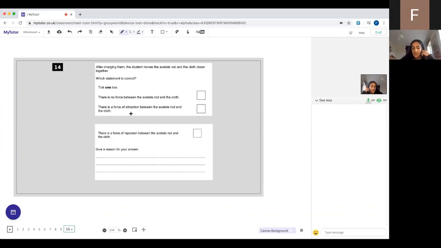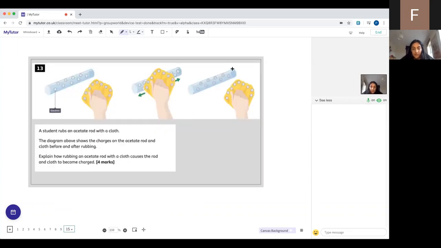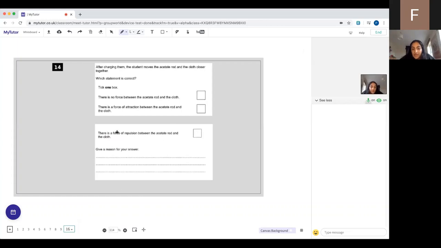Great, statement 2 is absolutely correct. There will be a force of attraction between the acetate rod and the cloth. So because one is positively charged and one is negatively charged, as you bring them closer together, because they are different charges, they attract. And that's what you would write in the give a reason for your answer part. There would be a force of attraction because they are different charges.